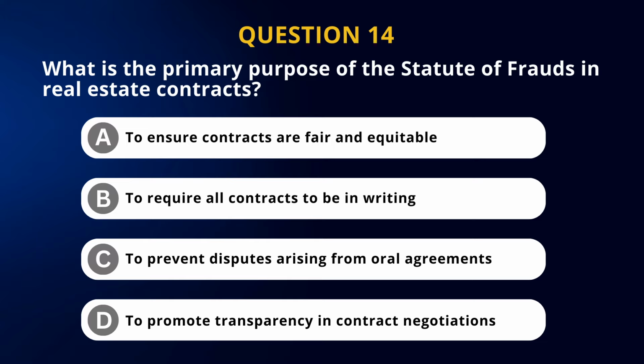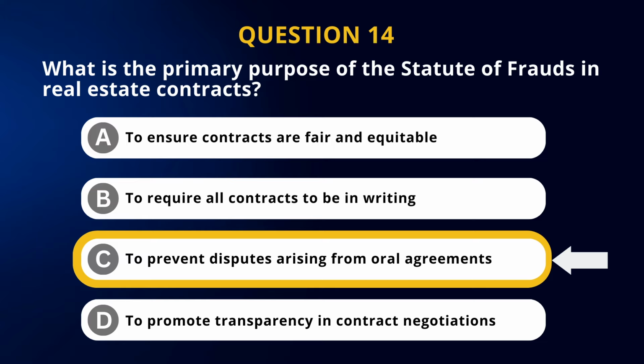And the answer is letter C, to prevent disputes from arising from oral agreements. So the statute of frauds generally requires that certain types of contracts be in writing in order to be enforceable in a court of law. Or between the parties, but it's really between the court and the other parties to figure out if this thing is legit and can be enforced. So oftentimes we will want to see many types of contracts in writing in order to be enforceable in the courts. And that's what the statute of frauds really is all about.